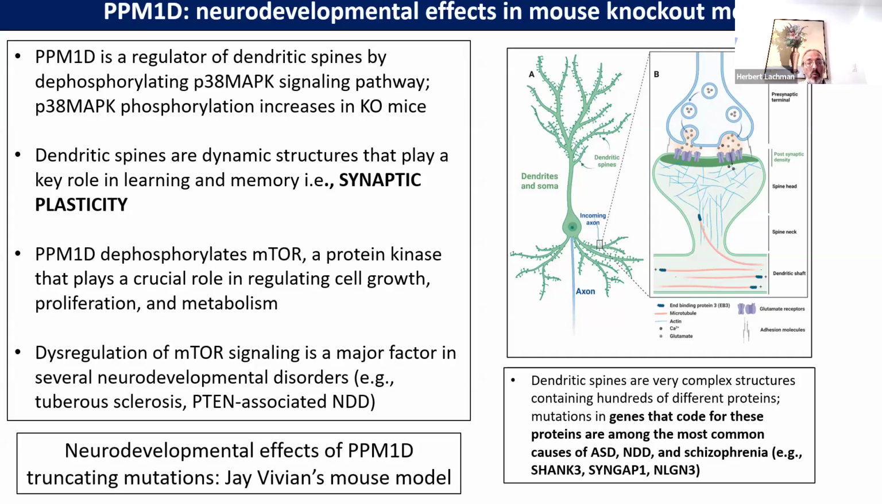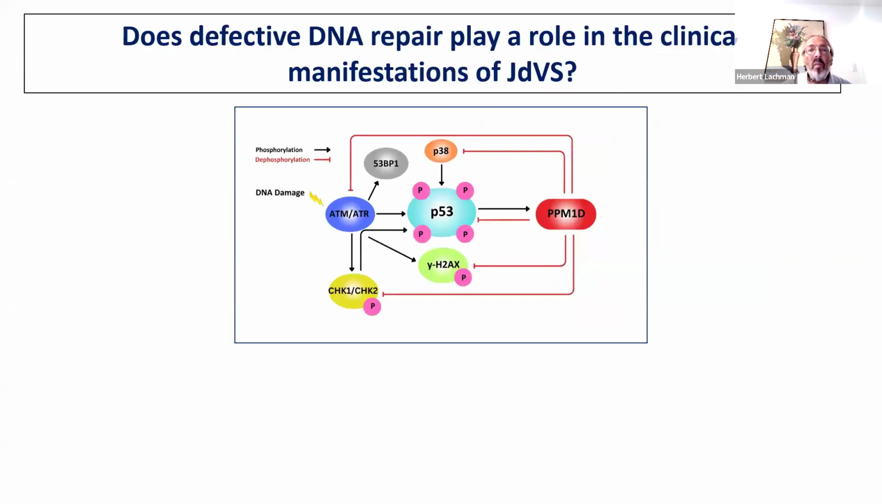And hopefully, Dr. Vivian will have something to say or some updates about his mouse model, which would be the most appropriate way to study either synaptic spine function or the effect of PPM1D on this protein and on p38 MAP kinase and mTOR and other proteins. So the question I'm going to address is whether defective DNA repair per se is playing a role in any of the clinical manifestations seen in Jansen-de Vries syndrome.